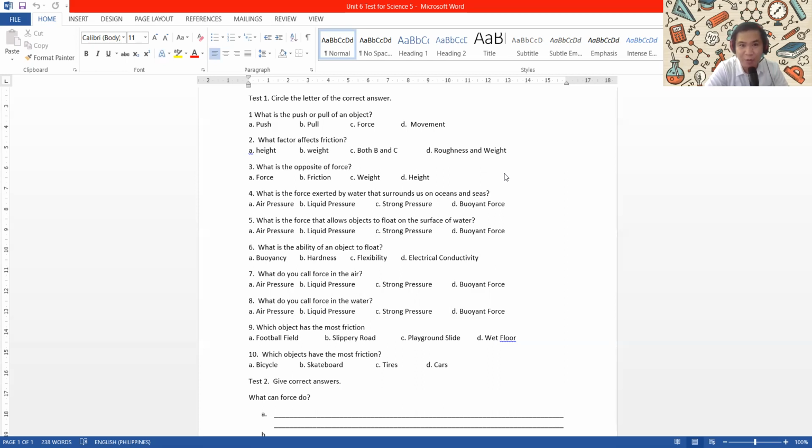That is why scuba divers can only go down up to a certain depth, because if they go down further, they might hurt their bodies because of the pressure being applied to them by the ocean and the sea. So we got the answer to number 4. Let's go to number 5. What is the force that allows objects to float on the surface of water?